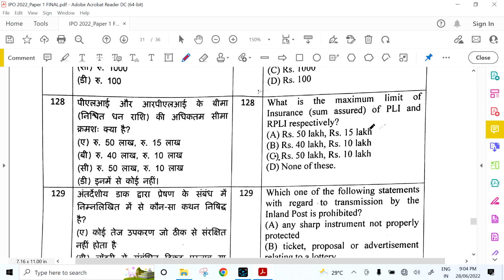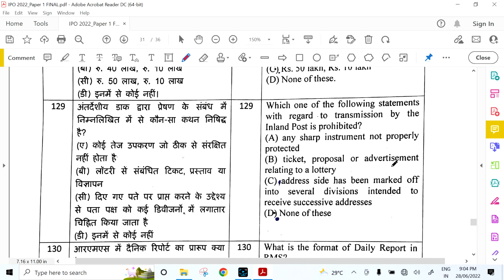What is the maximum limit of insurance of PLI and RPLI respectively? It is 50 lakhs and 10 lakhs. Next one. Which of the following statements with regard to transmission by inland post is prohibited? Any sharp instrument not properly protected, ticket proposal or advertisement relating to lottery. Address side has been marked off into several divisions intended to receive successive address. None of this. The answer is none of this. None of this is prohibited.